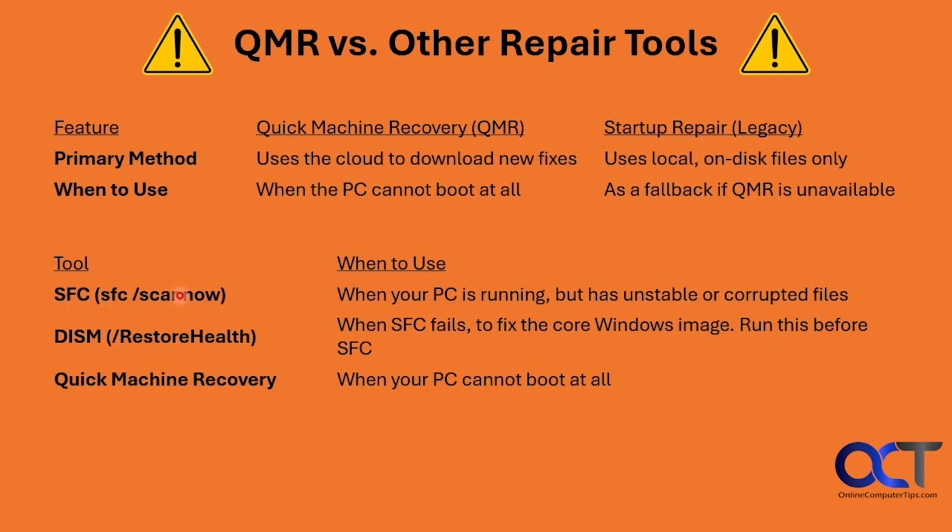All right, so I'm sure you've seen the SFC and the DISM options when you're trying to fix your computer. So you can still use SFC when your computer is running but unstable or has corrupted files. And then you could use DISM when SFC fails to try and fix the core Windows image. And of course, you should run that before SFC. And then the QMR is designed to be used when your PC cannot boot at all.